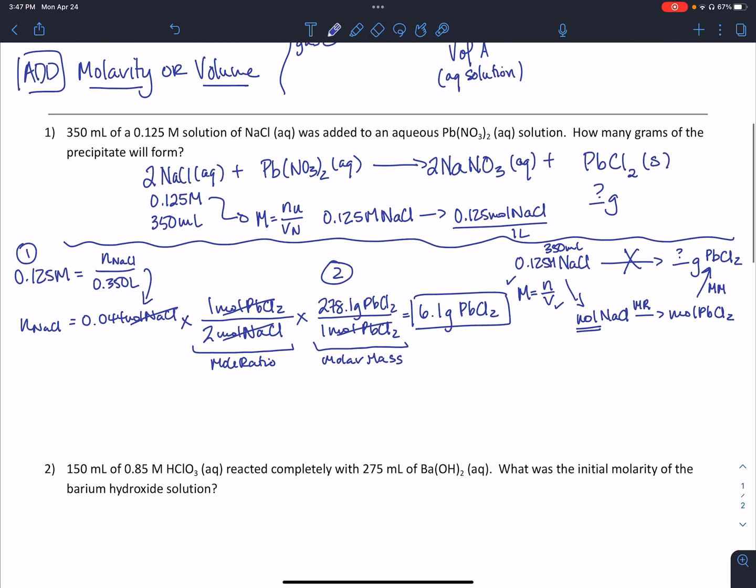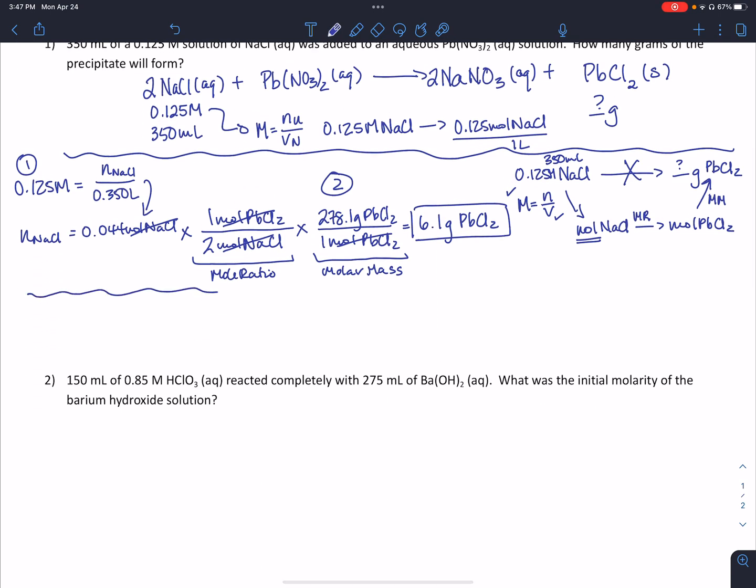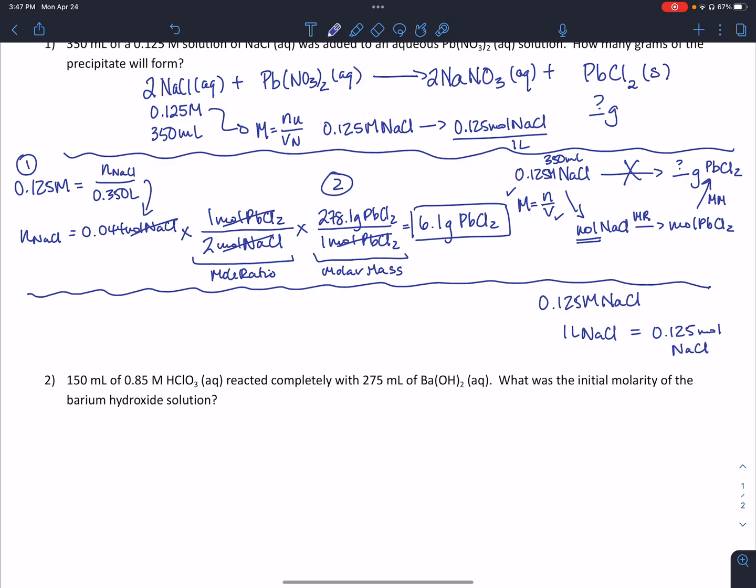All right, now there is a second way to put this together. So I'm going to show you that second way. And it's not using the formula, but instead using that molarity as a conversion factor. So what we're basically saying is if we have 0.125 molar NaCl, then 1 liter of that NaCl solution equals 0.125 moles of NaCl. And I'm going to use that equality to set up a conversion factor.